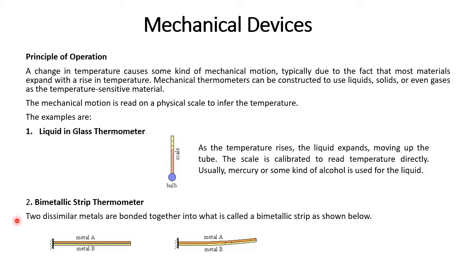The second kind of mechanical device which we use for temperature measurement is the bimetallic strip thermometer. Here two dissimilar metals are bonded together, and it is called a bimetallic strip. Since these two materials have different temperature coefficients of expansion, once the temperature increases, they expand at their own rates, and you can calibrate this level of expansion with the measurement device and see how much it has expanded because of the temperature, calibrated in terms of numbers. So this is how the liquid-in-glass thermometer and bimetallic strip thermometer work.